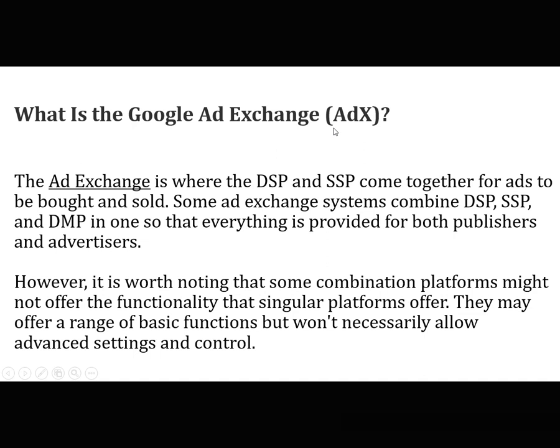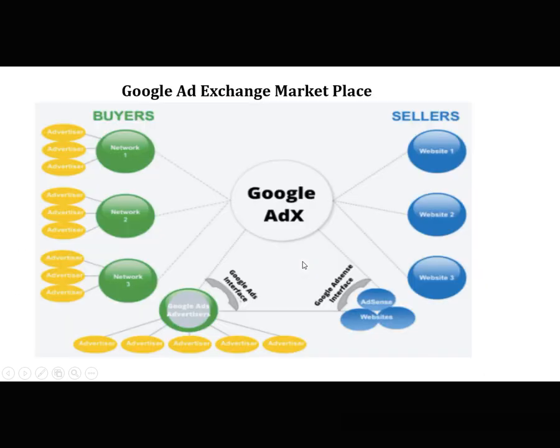What is Google Ad Exchange? So Ad Exchange is where the DSP and SSP come together for ads to be bought and sold. Some ad exchange ecosystems combine DSP, SSP and DMP in one, so that everything is provided for both publishers and advertisers. However, it is worth noting that some combination platforms might not offer the functionality that singular platforms offer. They may offer a range of basic functions but won't necessarily allow advanced settings and control.